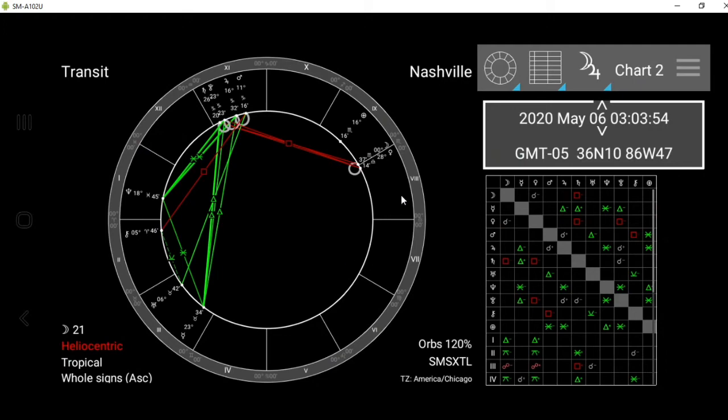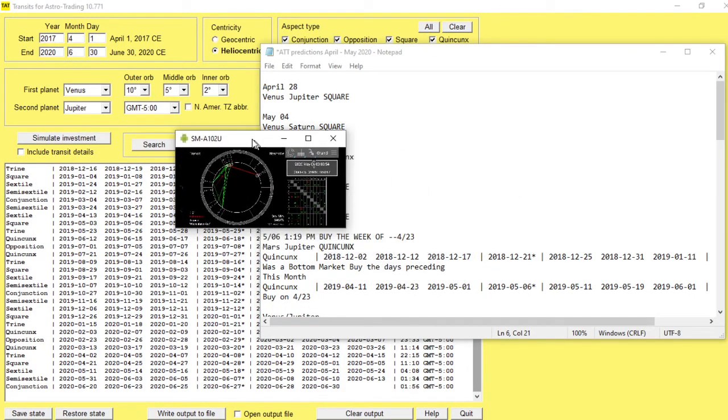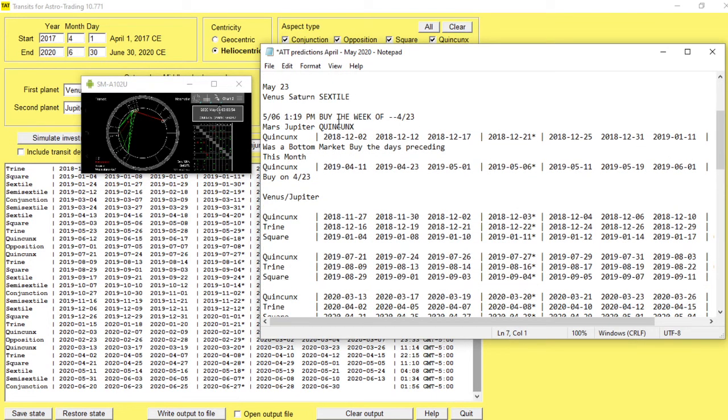Let's see, May 6th. What happened on May 6th? Mars-Jupiter quincunx. I didn't talk about that. I don't know why I thought this was going to be a buy.